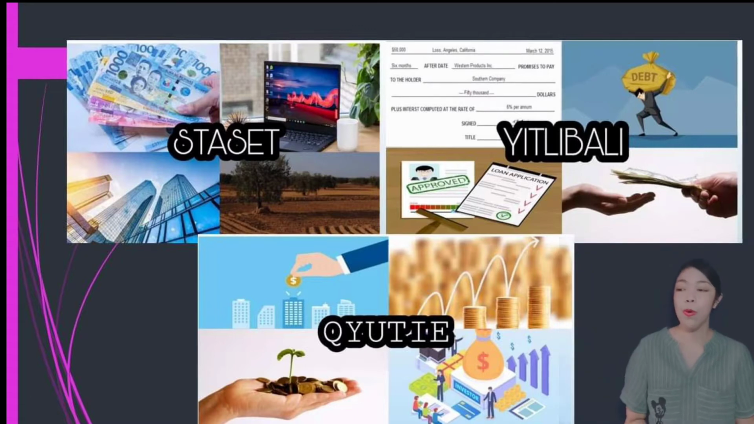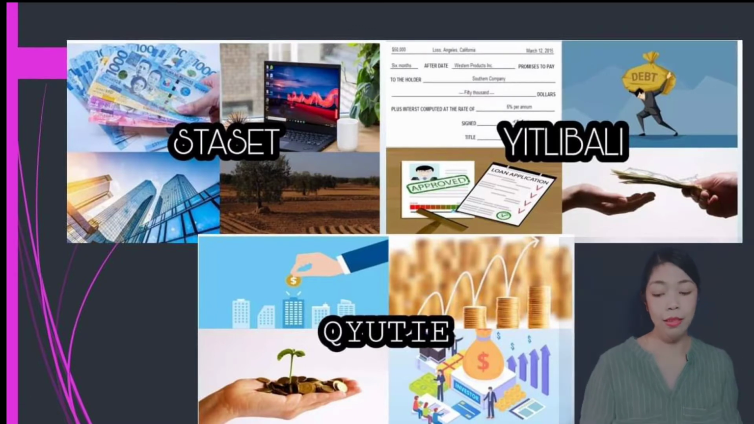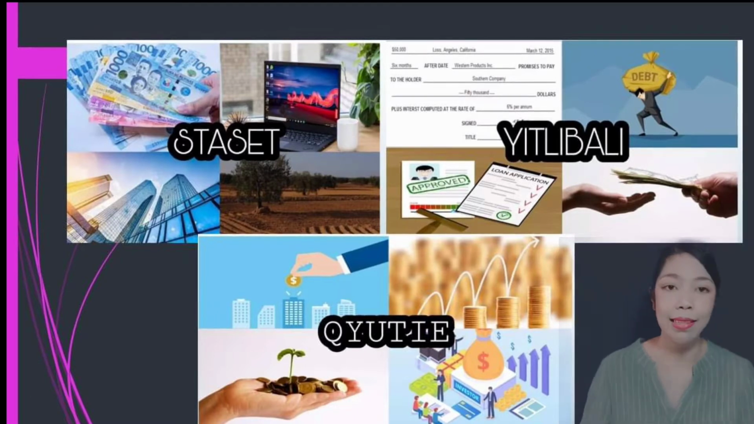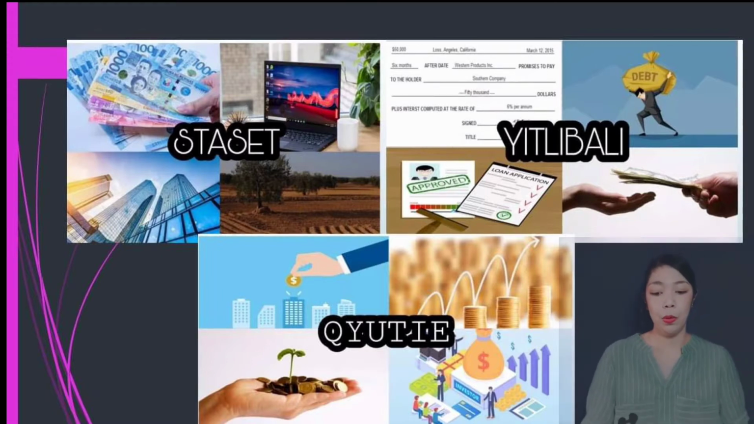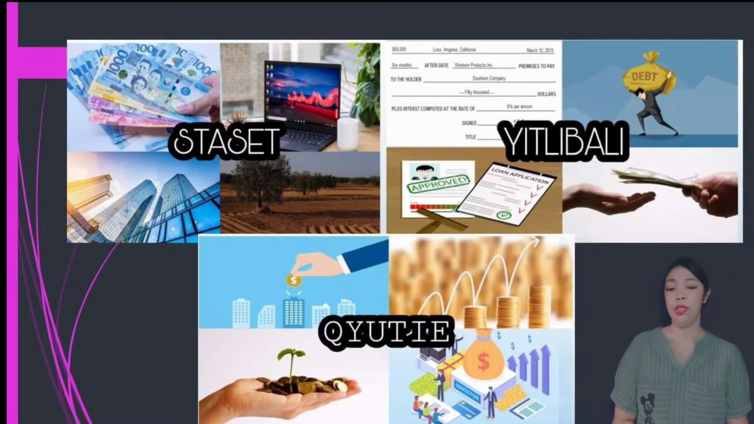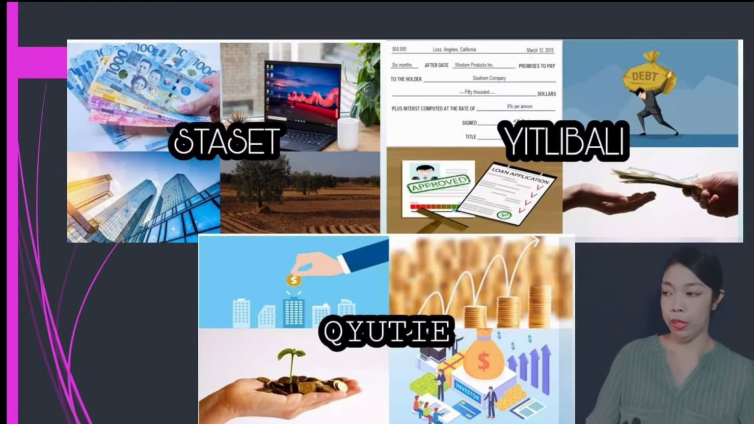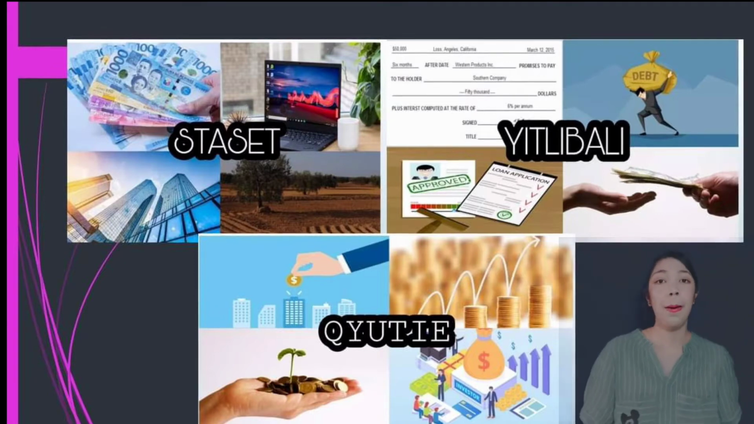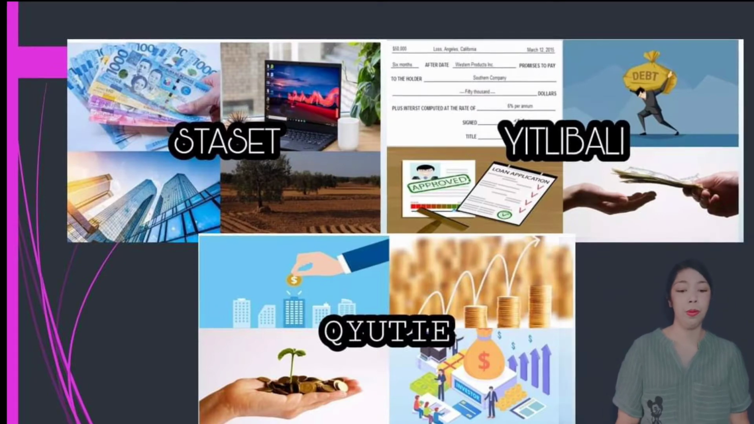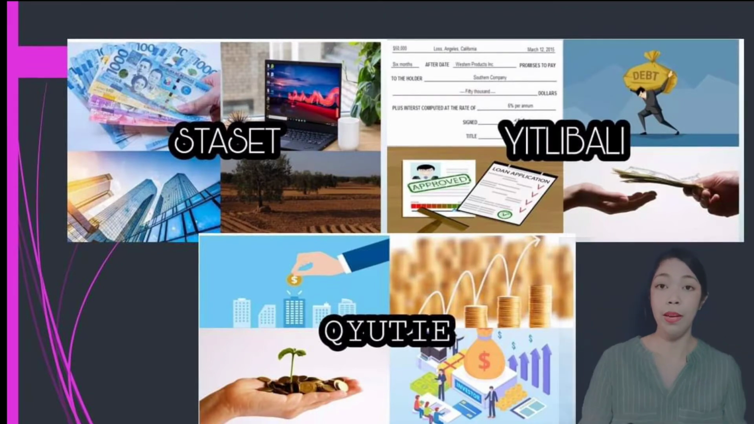Okay, so group 1, what is the word that you created? It is the asset. Very good, great. So asset, what are the clues that you use in order to create the word asset? Okay, so we have there cash, laptop, land, and building. Very good. How about group 2? Okay, later we will discuss more of the asset. I will give you their definition and of course their examples.